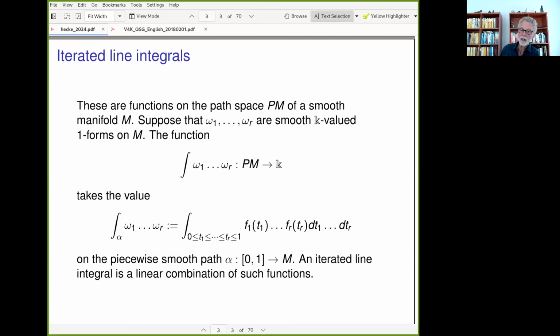And how do you compute the value? Oops, I didn't define what the f's are. You take the one forms and you pull them back along a path. So when you pull back, say, omega 1 along alpha, it will be f1(t) dt. So you write it like that, and then you take the integral of the product of the f's over the time-ordered simplex. In general, an iterated line integral is a linear combination of such functions. So we want iterated integrals to be a vector space.